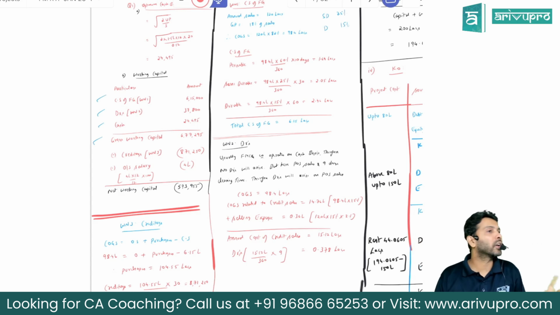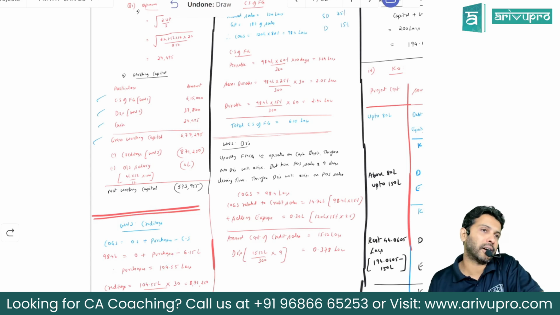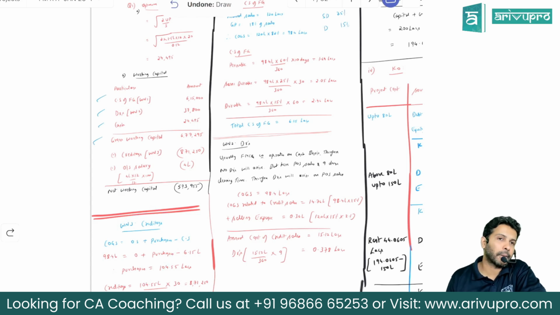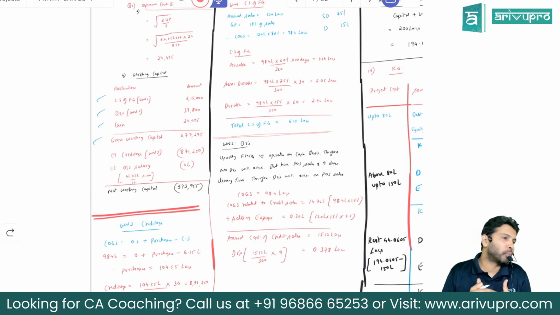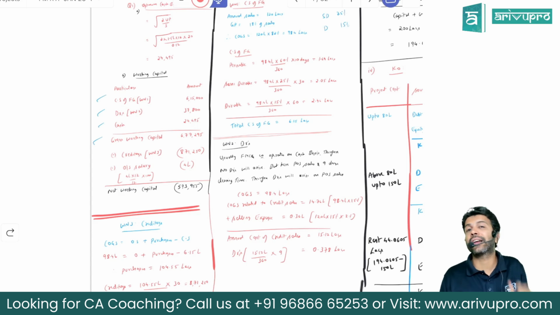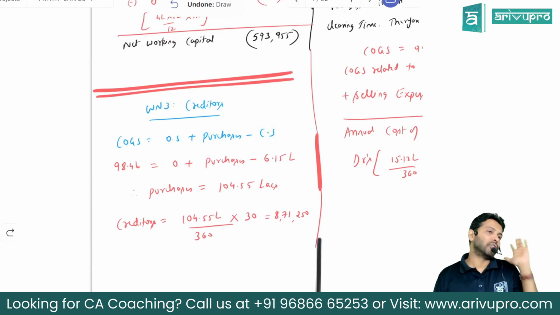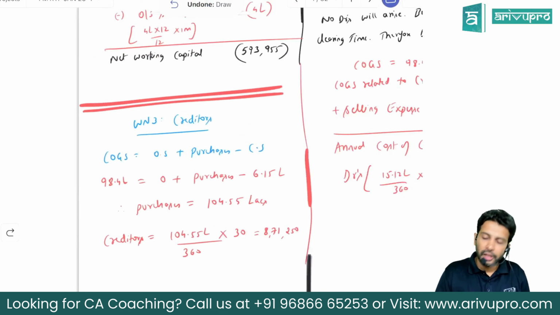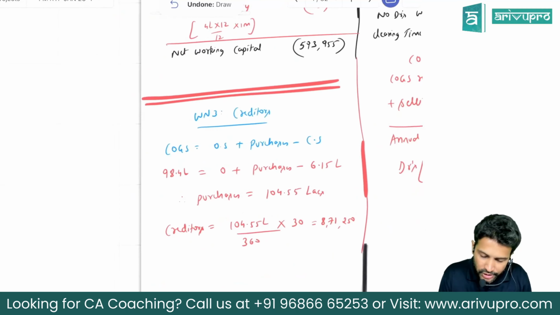Okay so far? Alright, so till here we have found out. The next working note is to calculate the creditor. How do you get creditor? For creditor, we use goods purchased, not COGS. How do you get goods purchased? First, how do you calculate COGS? Opening stock plus purchases minus closing stock gives you COGS. COGS you already have: 98.4 lakhs.